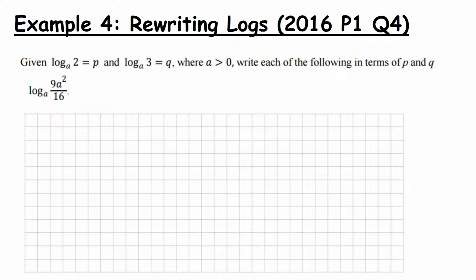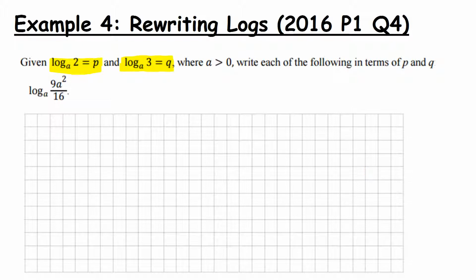So the last example now is we're going to take one from the exam papers. This was 2016 paper 1 question 4. Now there was two parts to this. I've only taken the second part, which was just that little bit tougher. So they've told us that log to base a of 2 is p. So this is the first thing they told us. So we can rewrite anything log to the base a of 2 as p. And they told us here log to base a of 3 is q.